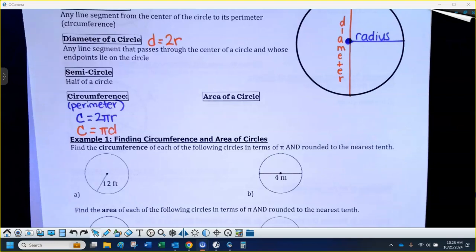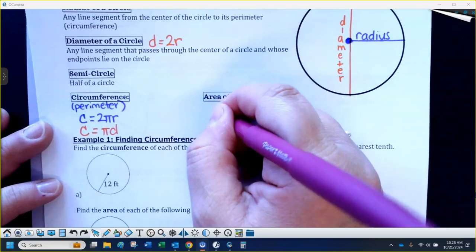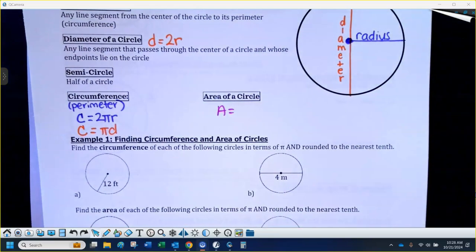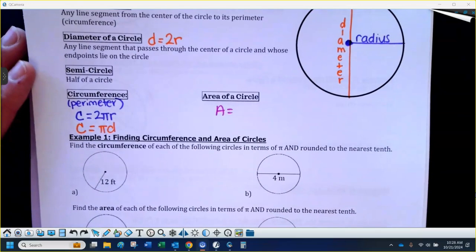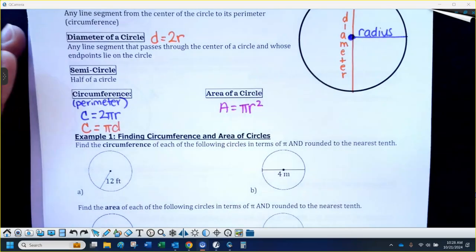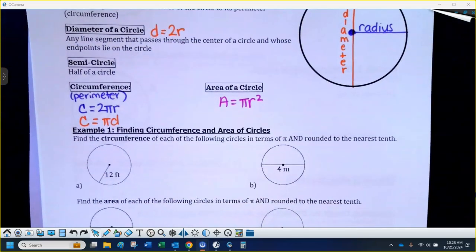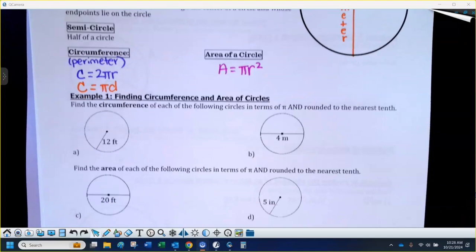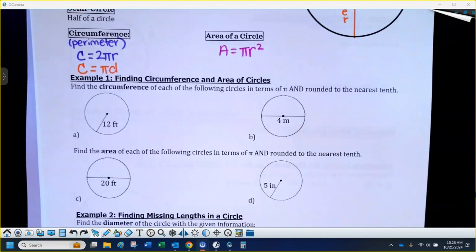The other formula I'm going to give you real quick here is the area of a circle. And for area, we're just going to represent that with the capital A. We just got done doing an entire area unit, so this is kind of an extension of that. Area of a circle is pi times your radius squared. And there's only one formula for that one. You've got to know the radius of a circle to be able to find the area.